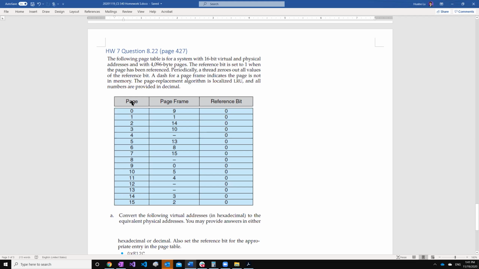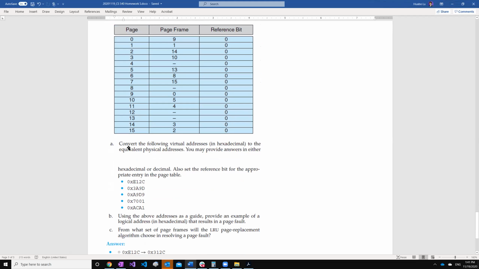And then let's see the page table. We get the page numbers, the frame numbers, and the reference bits, all cleared to 0. Now let's read the first part. Part A: convert the following virtual addresses in hexadecimal to the equivalent physical addresses. You may provide the answers in either hexadecimal or decimal, and also set the reference bit for the appropriate entry in the page table.